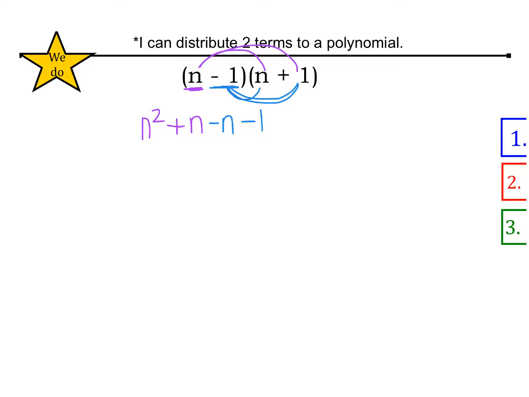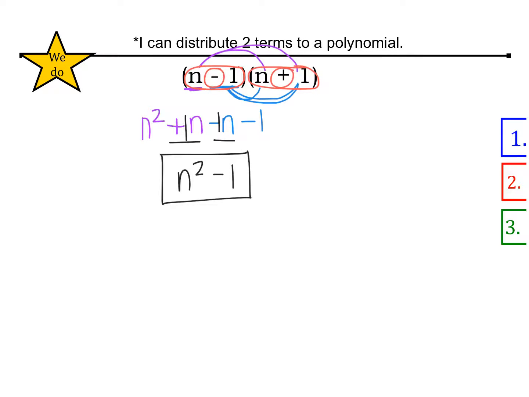And so, do I have any like terms? Well, n minus n just cancels. 1n minus 1n leaves me with n squared minus 1. So, earlier I said, what do you notice about this? And hopefully you noticed that these are literally the exact same binomials except for one is minus and one is plus. And so what we call this is a difference of squares.